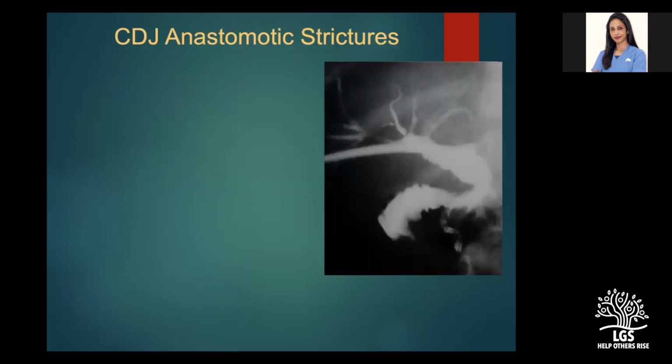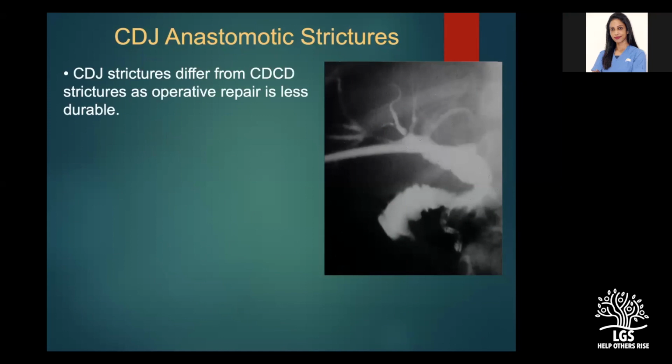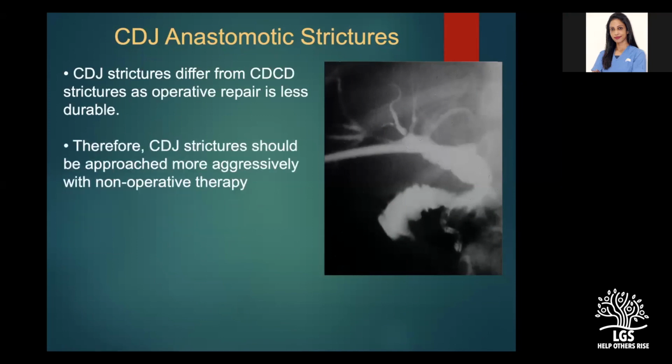Moving on, with regards to the Hep-J strictures, I've already told you we can puncture the Roux loop and get inside, or we can directly puncture the bile duct. If the duct is dilated, we can puncture the bile duct and get inside the Roux loop. These differ, as the operative repair is less durable, and these strictures should be approached more aggressively with non-operative therapy, is what we feel.